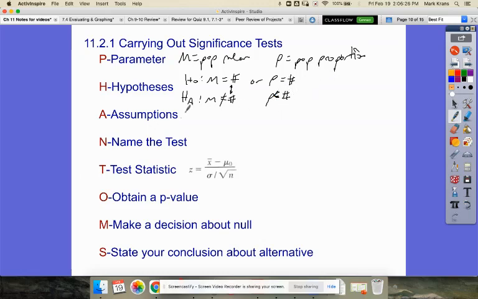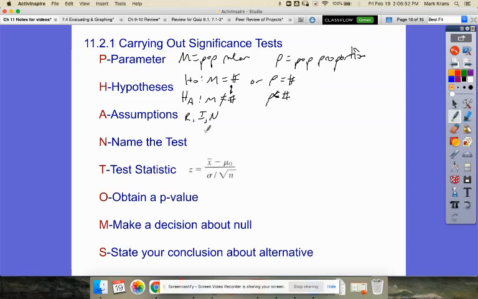Okay, our assumptions are yet again random, independent, and normal. Okay, and those are the same ones we've been using: random, simple random sample, independent or 10%, normal based on, for these guys, normal population or central limit theorem, or my distribution is relatively symmetric, no strong skewness or outliers. And here it's large counts, NP and NQ both at least 10.